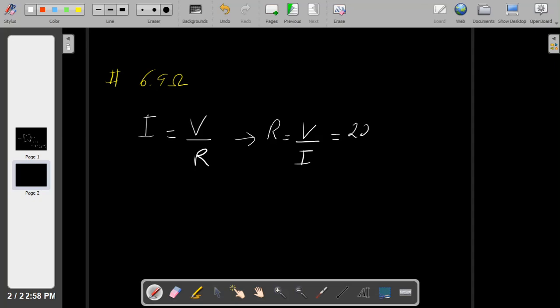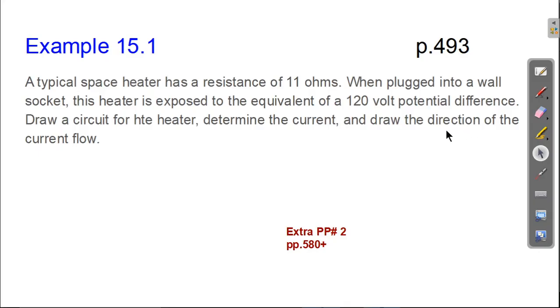That's 220 volts divided by 32 amps. Do the math, and that should give you the 6.9 ohms we talked about at the beginning. Okay, this concludes extra practice problem number 2. Let's go back to instruction.